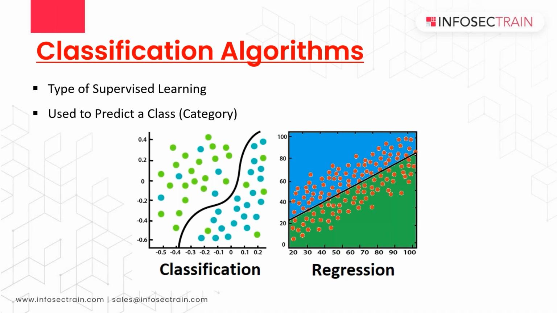Then we have classification algorithms. Here you can see that we are building a model which can predict a class. If we're talking about a class, we can say that the class has different types of categories. Let's say a yes/no category is there, then a true/false category is there.